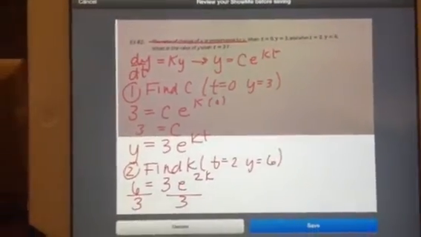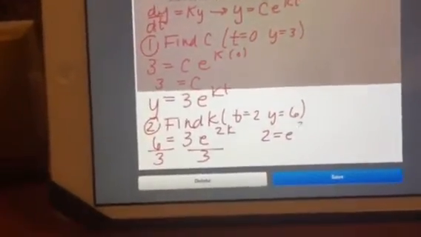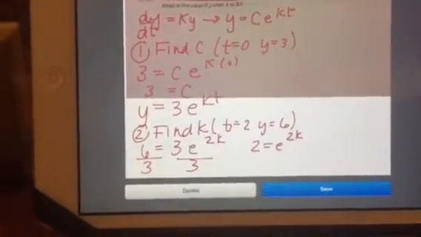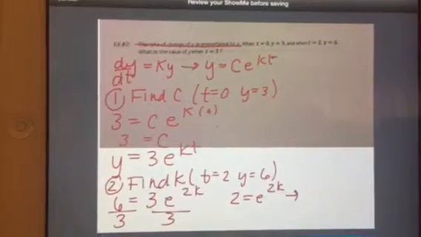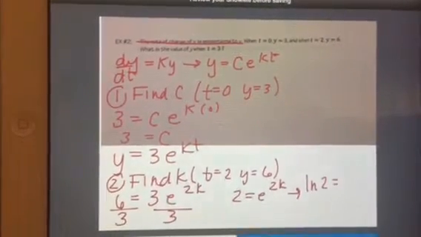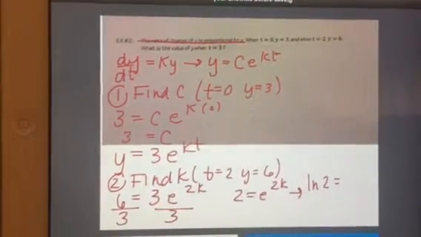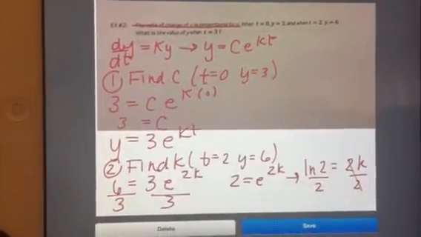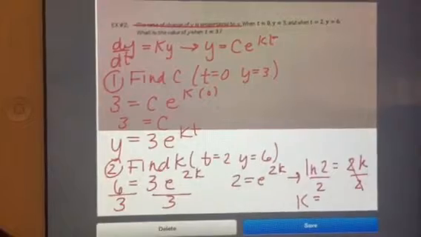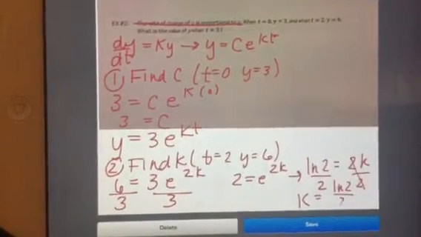Divide by 3. 2 is equal to e to the 2k. To get rid of e, we would ln both sides. So we have ln of 2 equals 2k. Divide by 2, divide by 2. So k is equal to ln of 2 divided by 2.